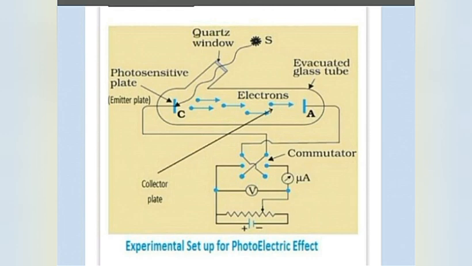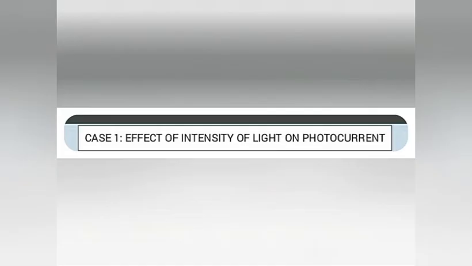So using this experimental arrangement, we can study the variation of photocurrent with, first, the intensity of radiation; second, the frequency of incident radiation; and third, the potential difference between anode and cathode. So let us discuss each case one by one. The first case is the effect of intensity of light on photocurrent.